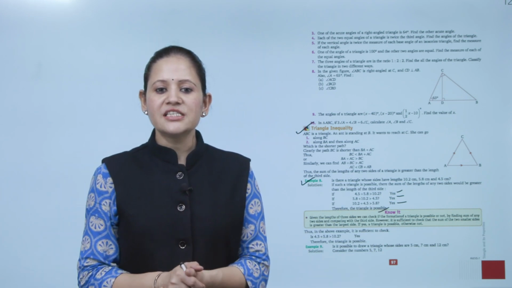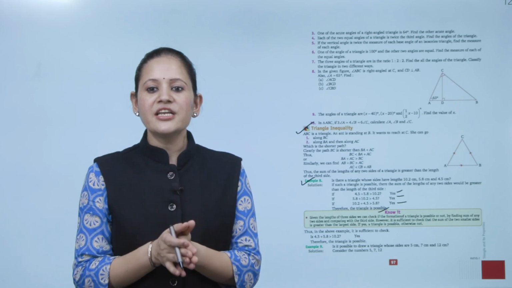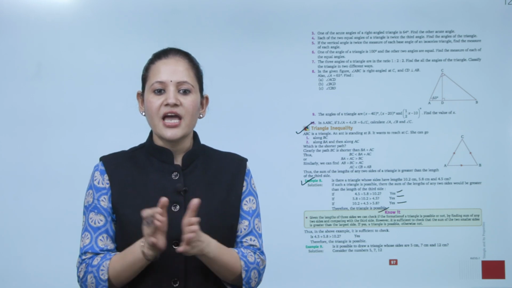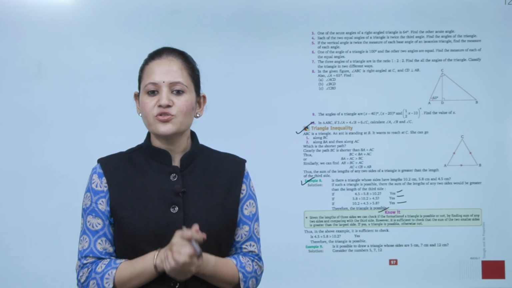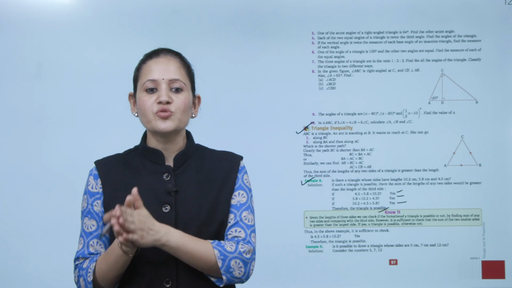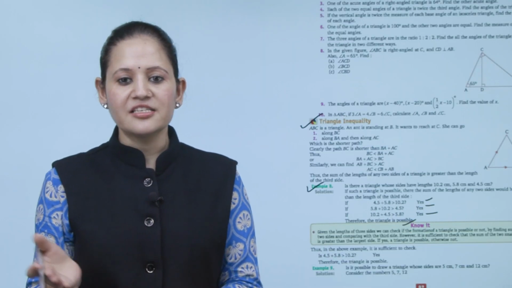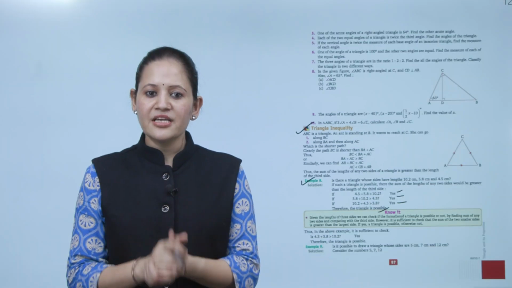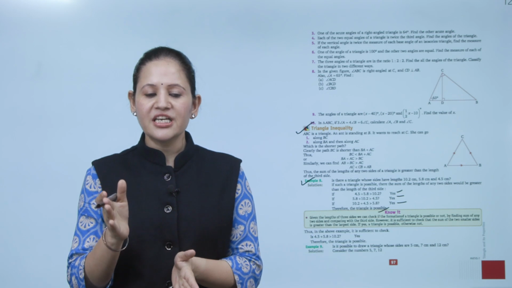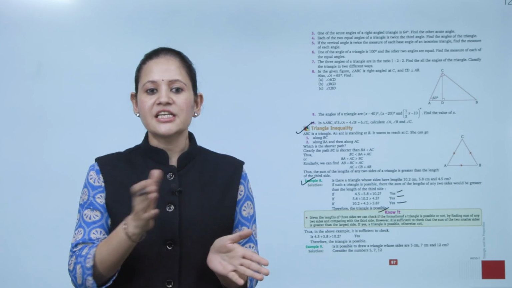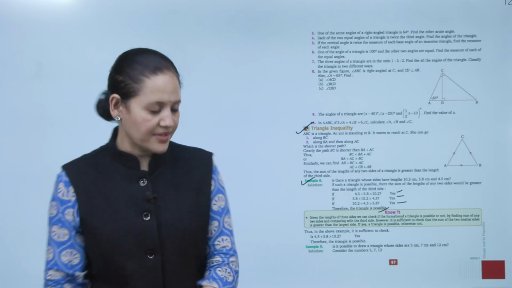Next is know it. Given the lengths of the three sides, we can check if the formation of the triangle is possible or not by finding the sum of any two sides and comparing with the third side. However, it is sufficient to check that the sum of the two smaller sides is greater than the larger side. If yes, then the triangle is possible, otherwise not. Thus, in the above example, it is sufficient to check 4.5 plus 5.8, the two smaller sides, that sum is greater than 10.2, yes. Therefore, the triangle is possible.